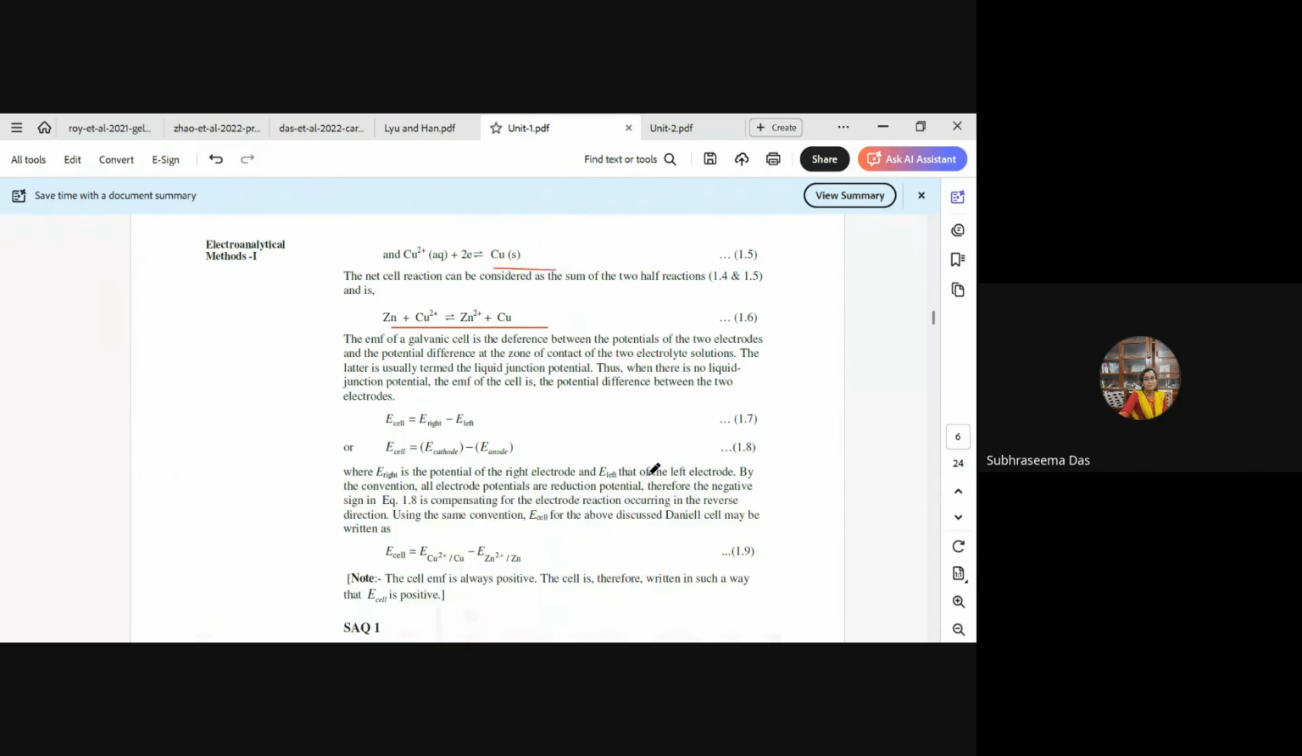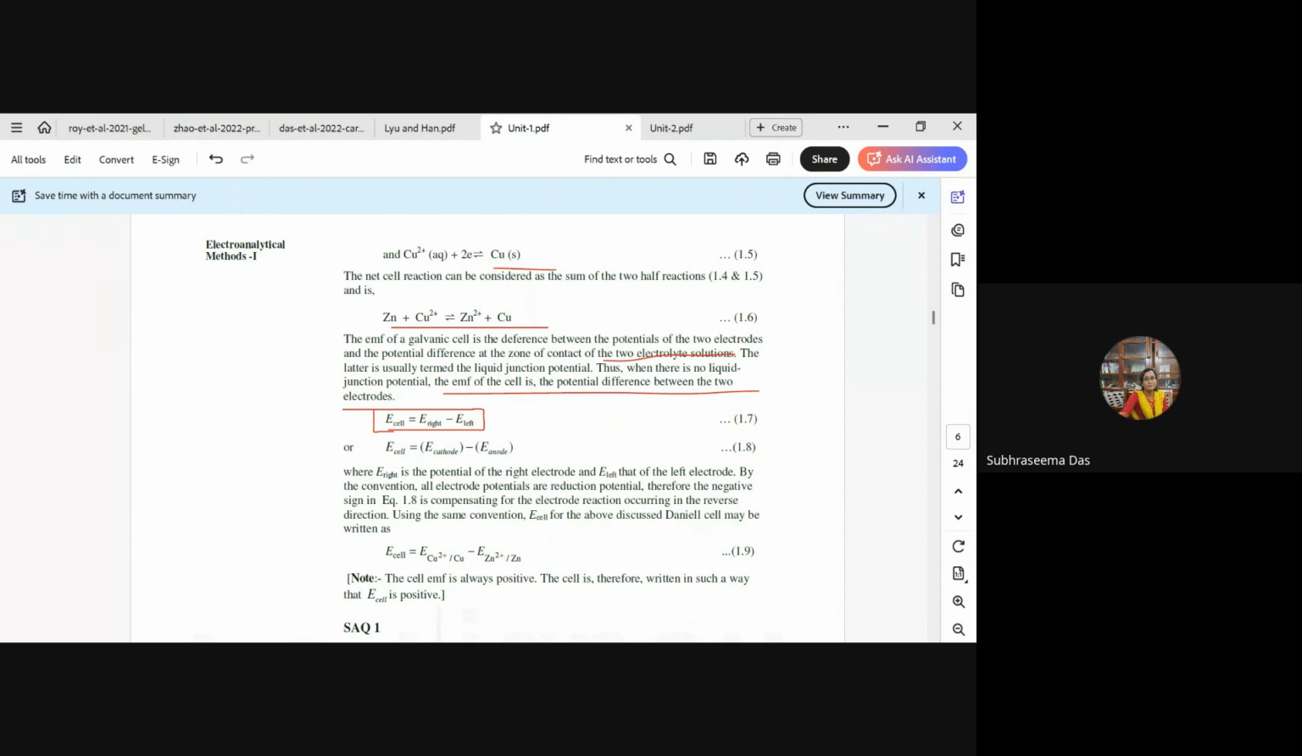The EMF of a galvanic cell is the difference between the potentials of the two electrodes and the potential difference at the zone of contact of the two electrolyte systems. Thus, when there is no liquid junction potential, the EMF of the cell can be written as, and this equation 1.7 is very important, that the overall EMF of a cell, E cell, can be written as E right minus E left, that is, the electrode potential of the cathode minus the electrode potential of the anode.